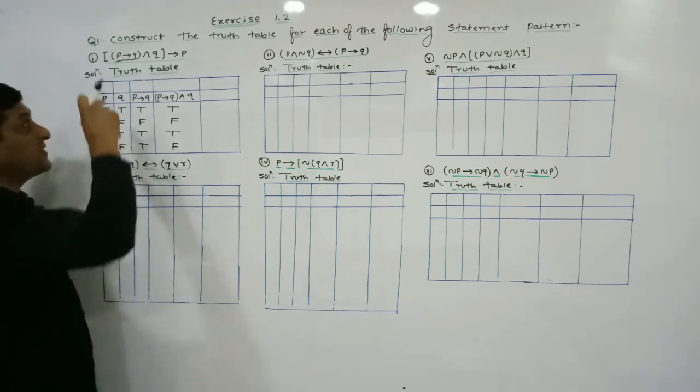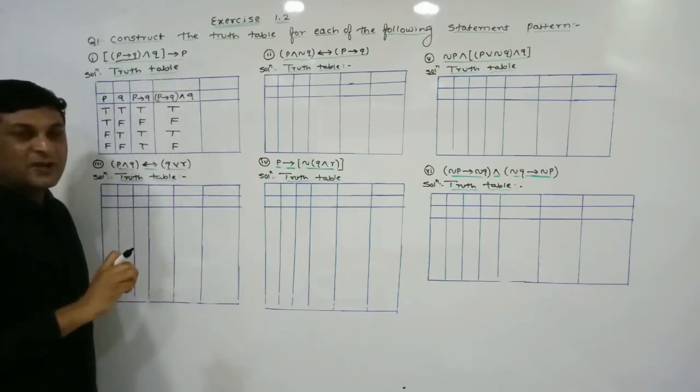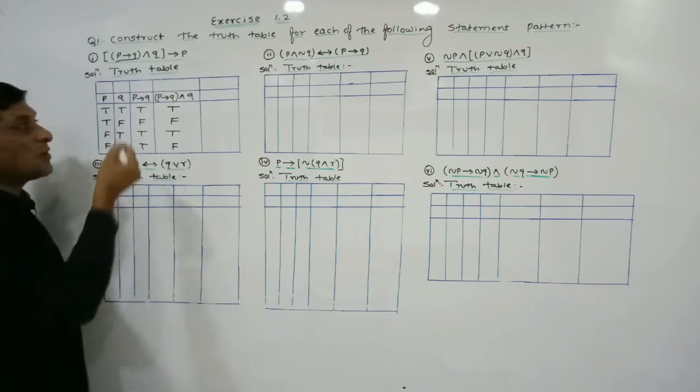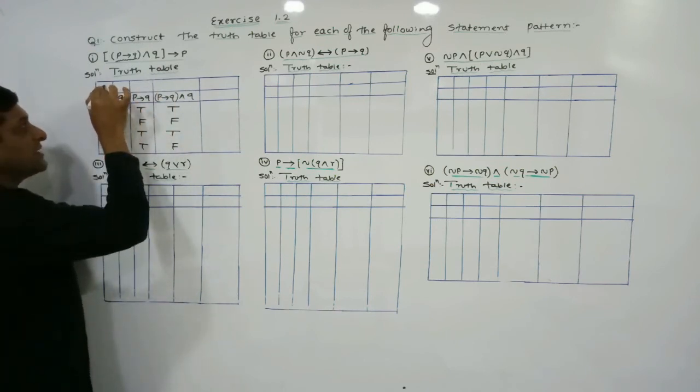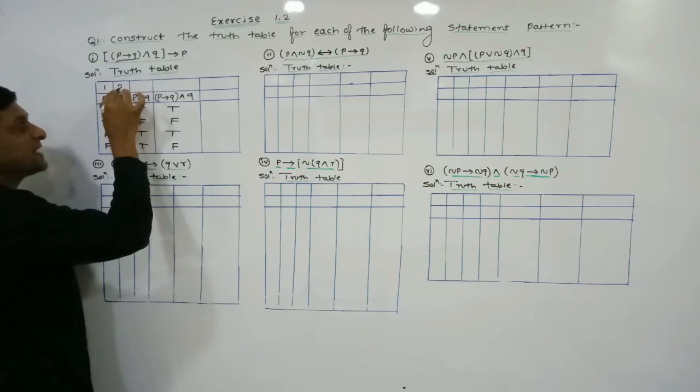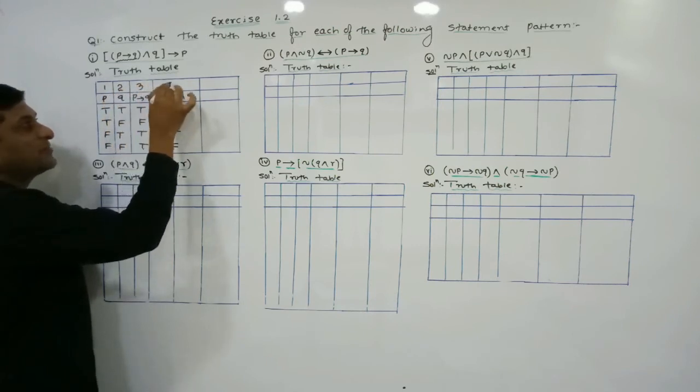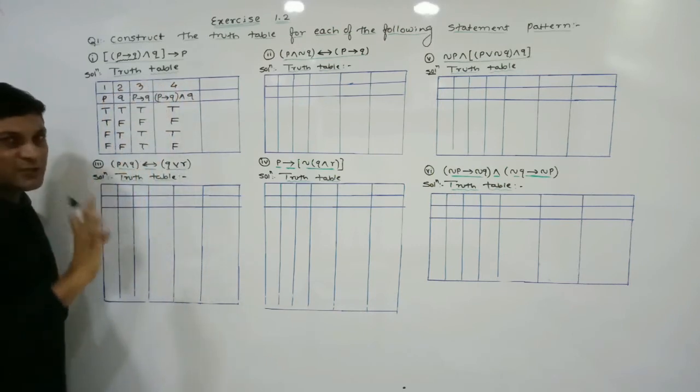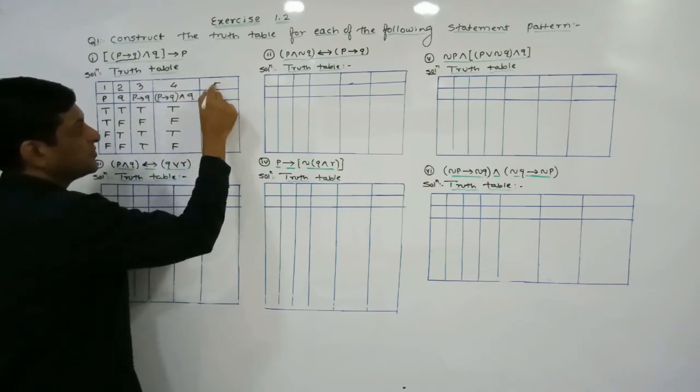In this case, the first row is only for denoting the columns. So let us denote the first column by 1, the second column by 2, the third column by 3, and the fourth column by 4. And here the last column, let us denote it by 5.